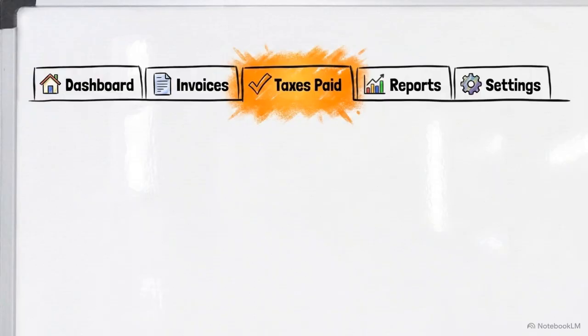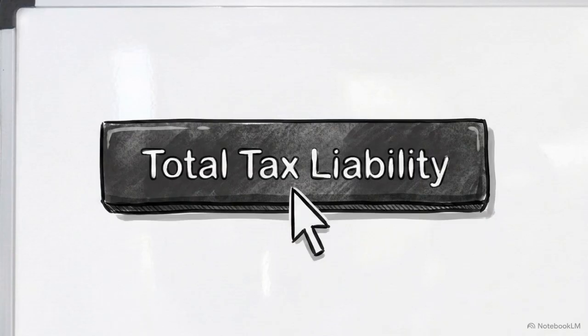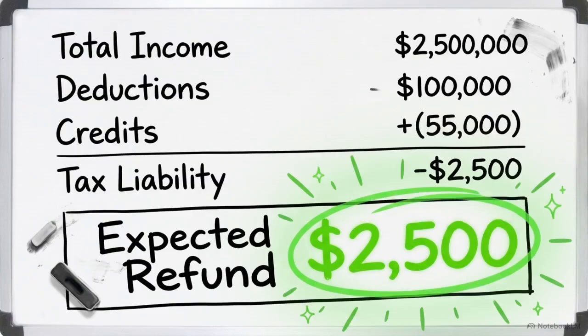Next, move to the Taxes Paid section. Ensure the figures here perfectly match the tax deducted at source, or TDS, shown on both your Form 16 and your Annual Information Statement. Click the Total Tax Liability tab. This commands the system to calculate your final math, displaying your final amount payable or your expected refund.